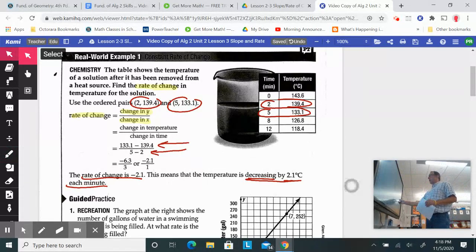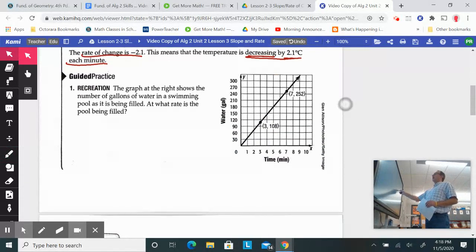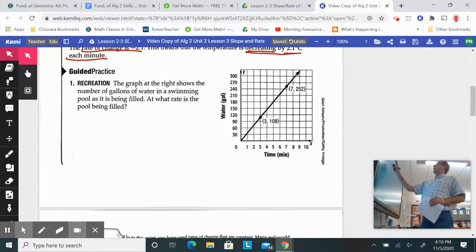Let's look at the next sample. This one's about recreation. The graph at the right shows the number of gallons of water in a swimming pool as it's being filled. If you have a swimming pool, you probably empty it every once in a while, and you have to get it filled. A big tank truck comes. The question is, at what rate is the pool being filled? So we're looking for the rate of change.